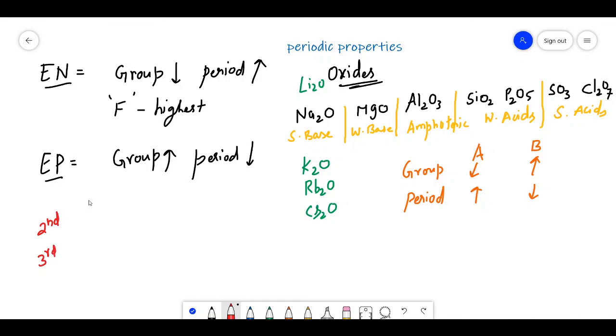and that too only up to the fourth group. Second period elements are lithium, beryllium, boron, carbon, and third period are sodium, magnesium, aluminum, and silicon. So here the properties of lithium and magnesium are the same due to the same polarizing power, and properties of beryllium and aluminum are the same. Properties of boron and silicon are the same. This is due to the same polarizing power.